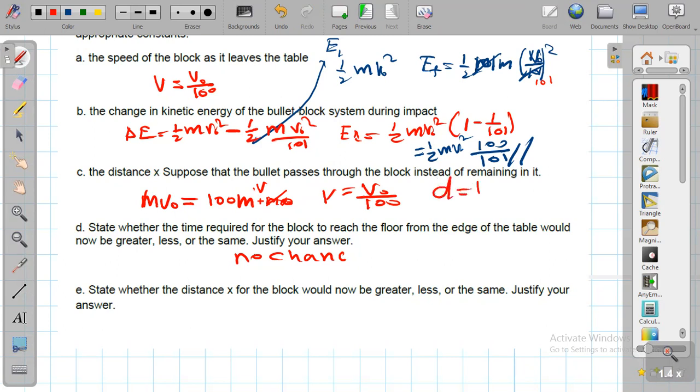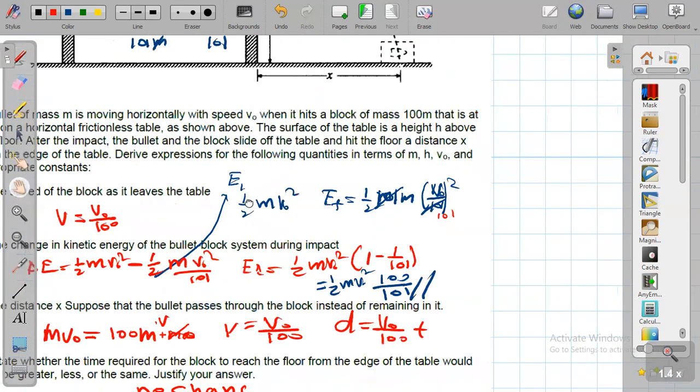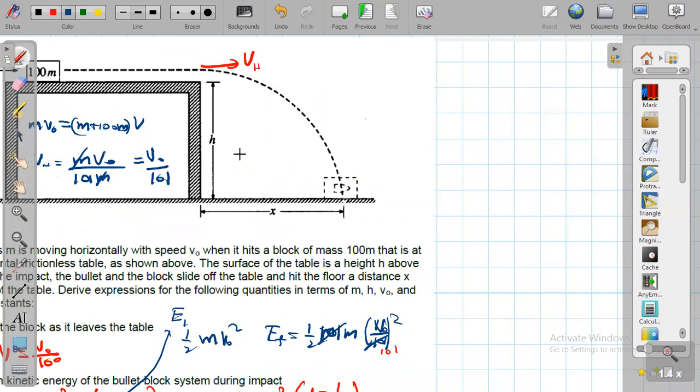Distance equals v naught over 100 times time. I have to find out the time from here. How to find out the time? I can find out the time by only considering the vertical motion. Initial motion downward is 0. It may reach to here, but acceleration is g. Considering these conditions, s equals h.